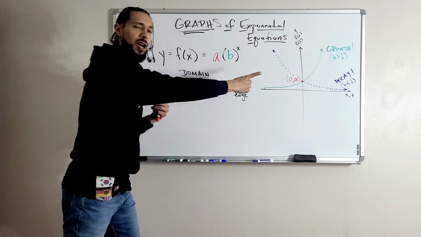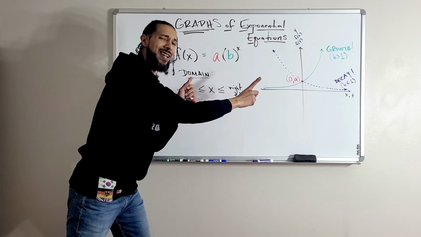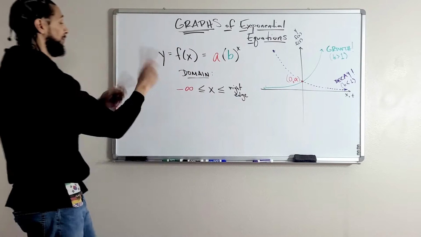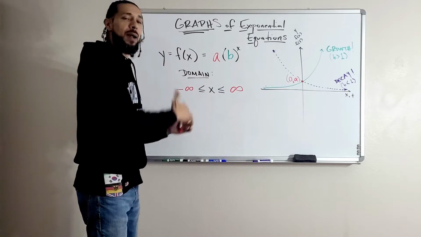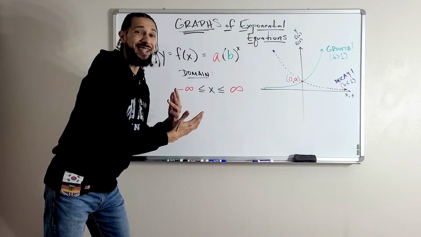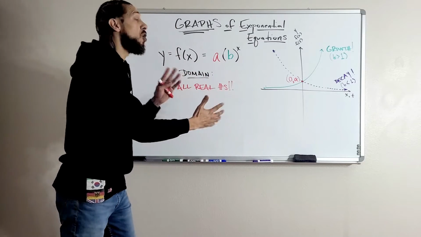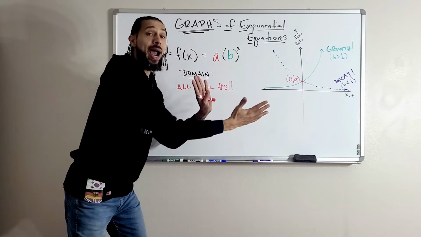So let's talk about to the right. How far does this graph go to the right? Does it go on forever to the right too? Oh yeah, negative infinity to positive infinity. Now, do you remember what we call this? Yeah, all real numbers.